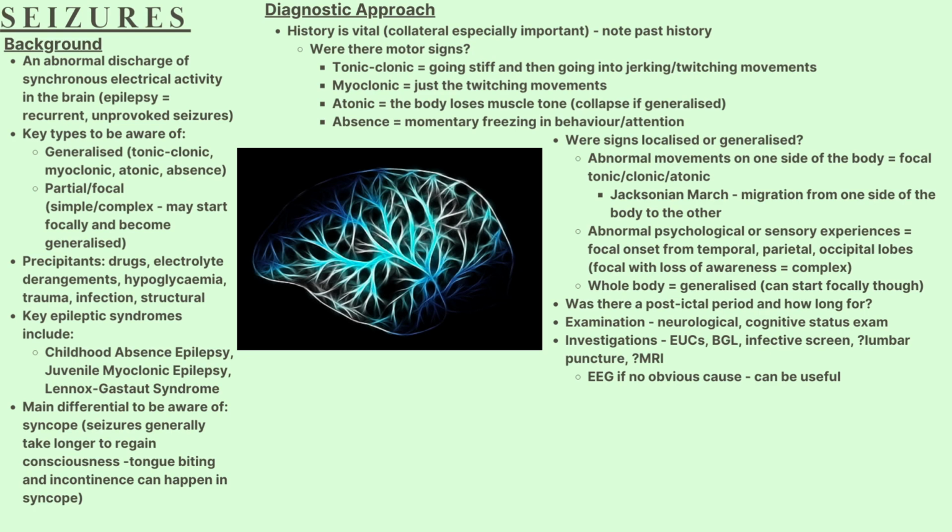If the signs are seen over the whole body, then we say that this seizure is generalized. However, it's worth noting that these seizures can start in a focal area and then progress to generalized seizures over time. Next, we want to know whether there was a postictal period or not. If so, how long was this postictal period for?